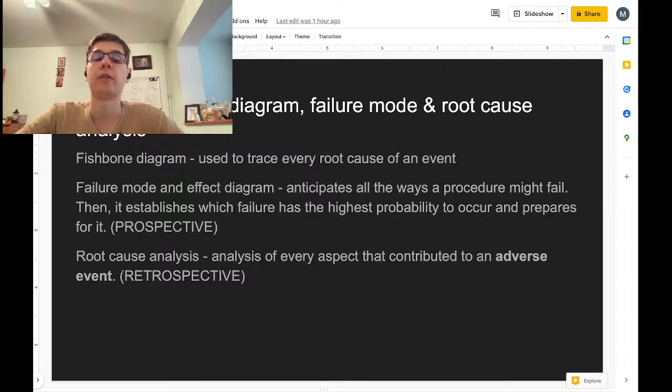To have a short recap, a fishbone diagram is used to trace every root cause of an event. Failure mode and effect analysis anticipates all the ways a procedure might fail. Then it establishes which failure has the highest probability to occur and prepares for it in a prospective manner. On the other hand, root cause analysis is an analysis of every aspect that contributed to an adverse event, so it is retrospective. Therefore, we use a fishbone diagram to look retrospectively at ways in which the process failed.